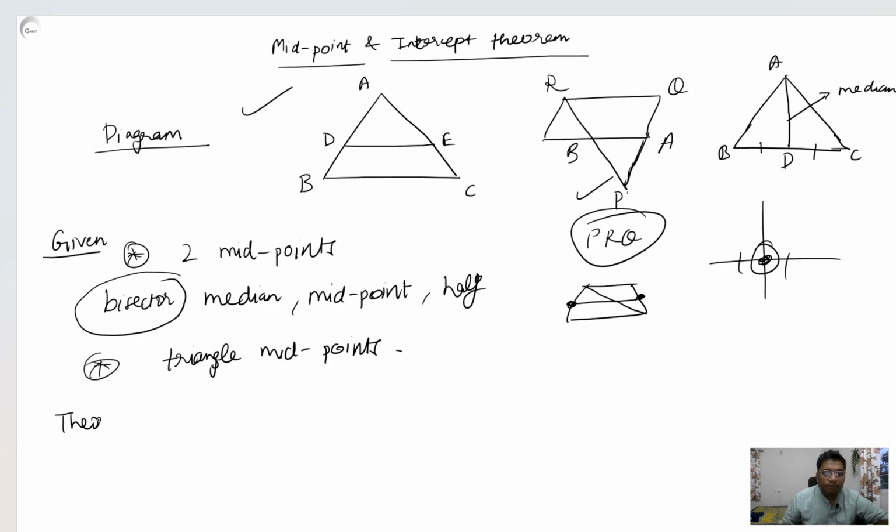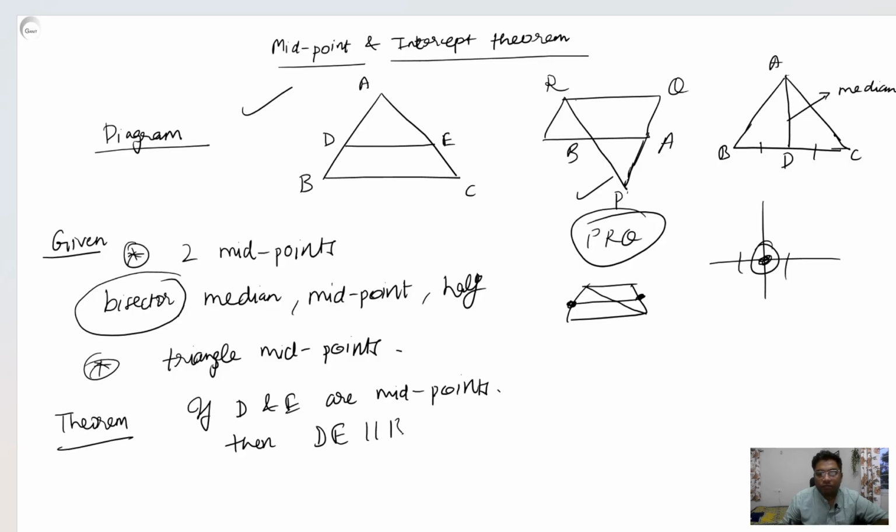Now, the main thing, the dessert. What is the theorem? The theorem says that if D and E are midpoints, then DE will be parallel to BC and DE will be equal to half of BC. What does DE equals half of BC mean? That if BC is equal to 10 centimeters, DE will be 5 centimeters. Plain and simple. Do not overcomplicate it in your mind, please.